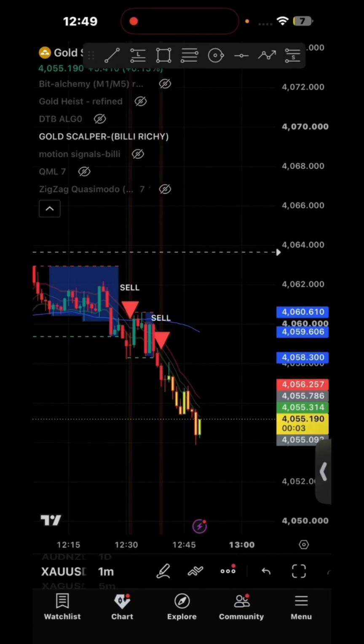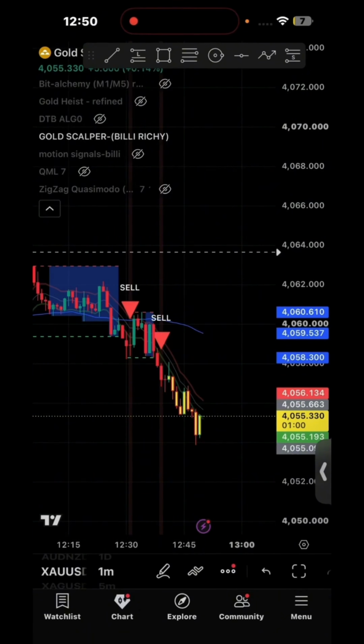Look at the trade, it dropped nicely, like it dropped properly. So I love this trade. I love how it played out. Let's look for the next trade.